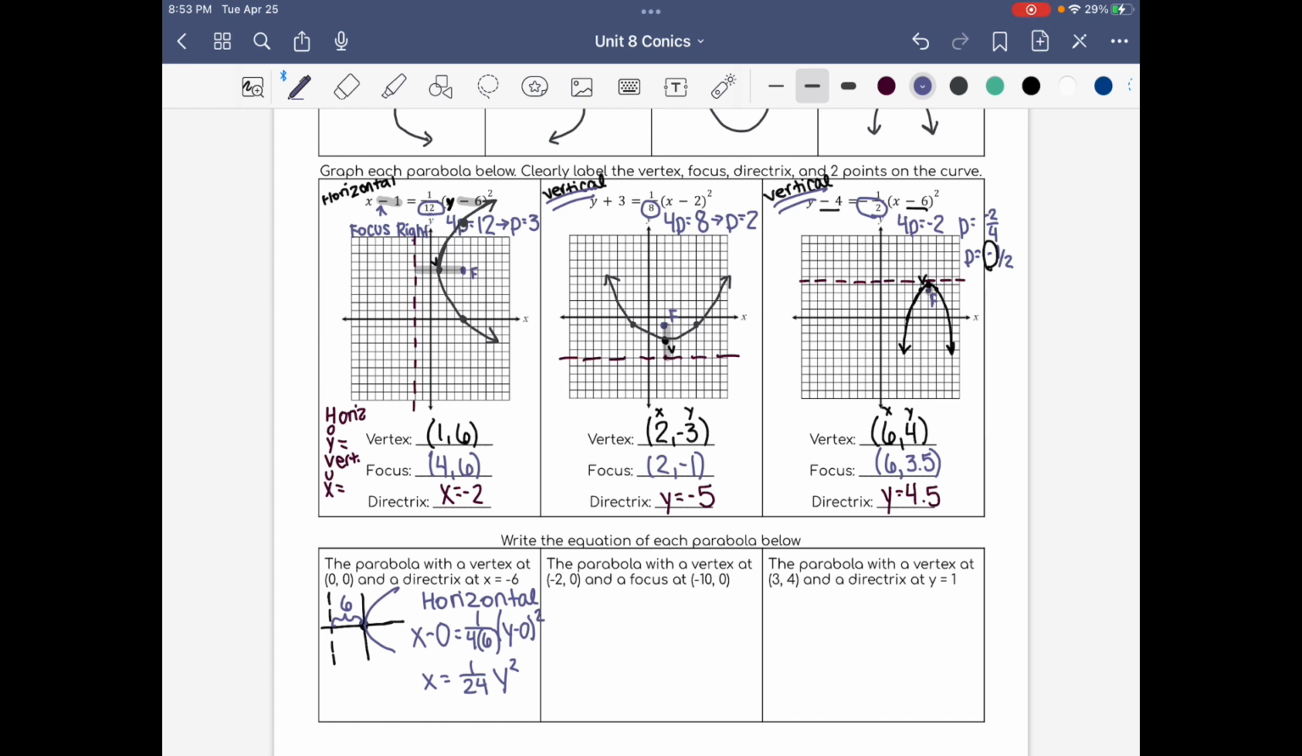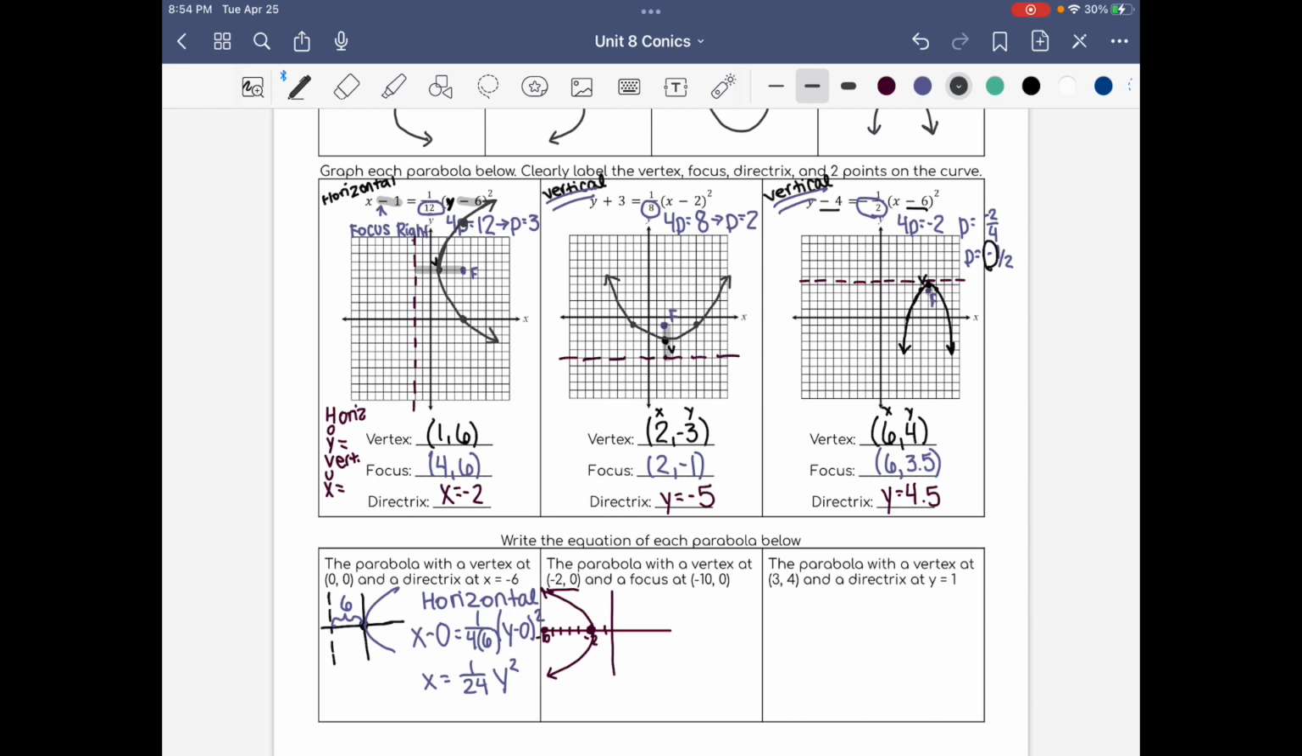Let's try another one, because usually seeing a couple helps. The next one says the parabola with a vertex at -2, 0. So that would be left 2, up 0, and a focus at -10. I'm going to put that point there. I'm not going to make all of the little tick marks. I'm just going to mark that this is -10, this is -2. But it says that that's the focus. So the curve goes around the focus like this.